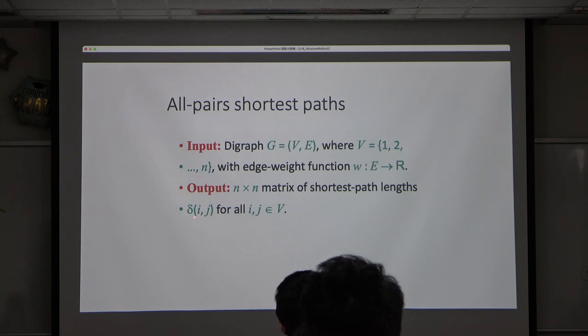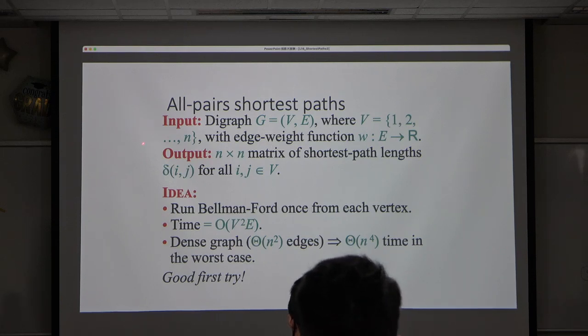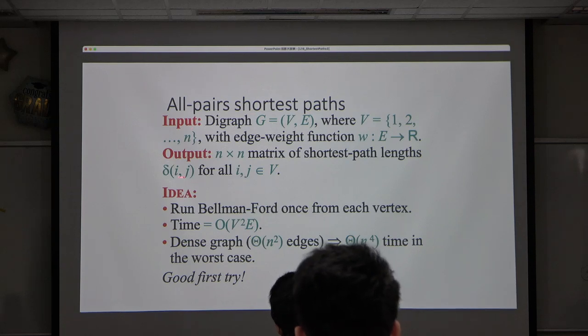So delta ij represents, for all i, j in V, just what I said, Aij in your matrix. Aij represents the delta ij. So this is our input. This is our output.